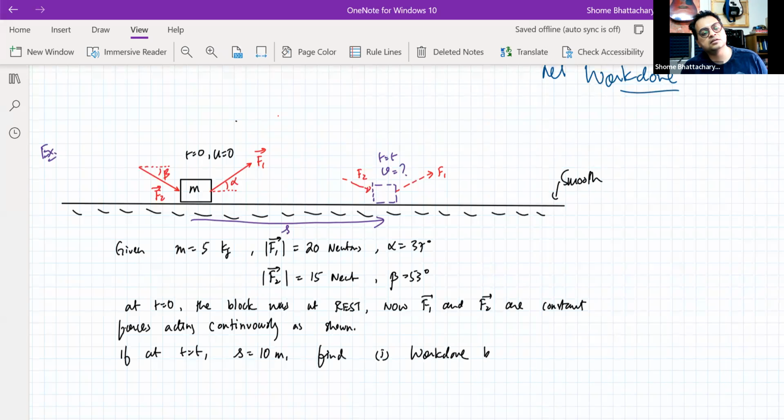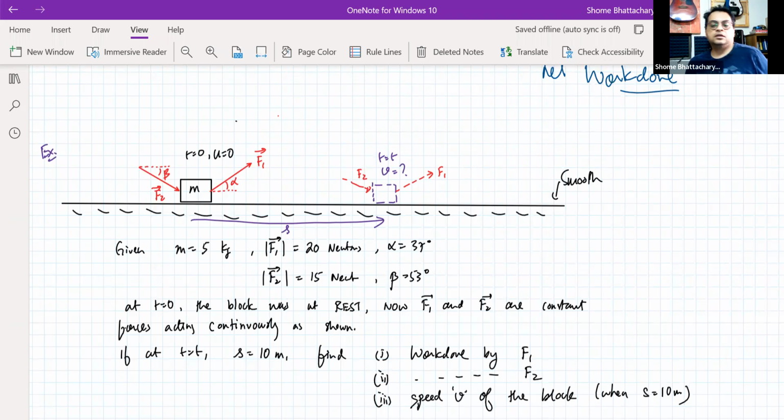work done by F1, work done by F2, speed v of the block when the displacement is 10 meters, at the instant when the displacement is 10 meters. Okay. So just try out this question, people.